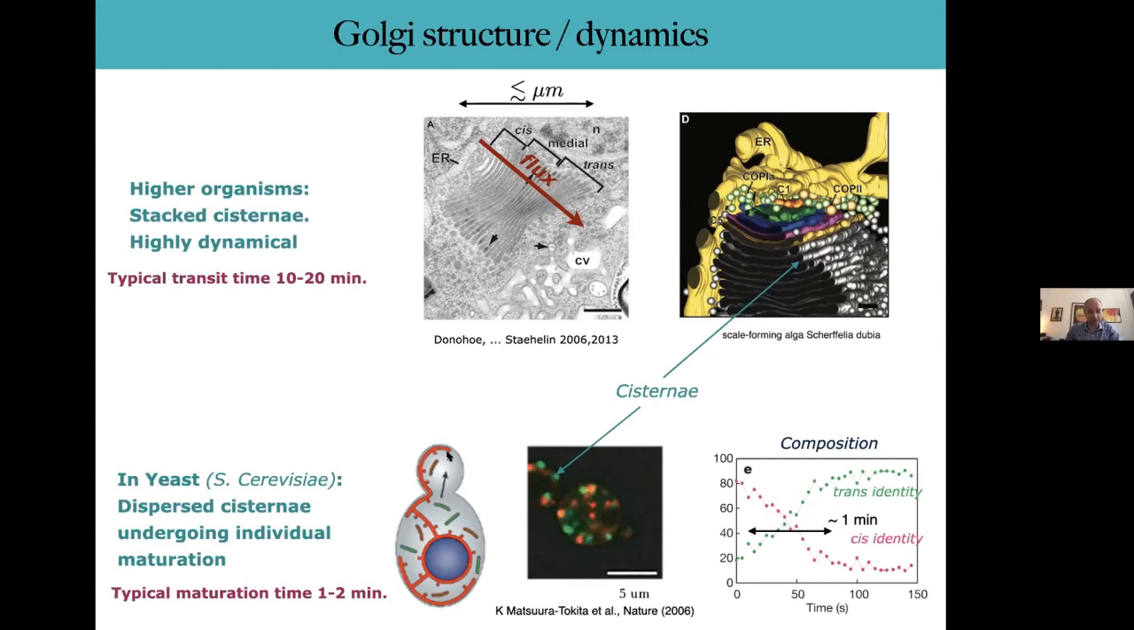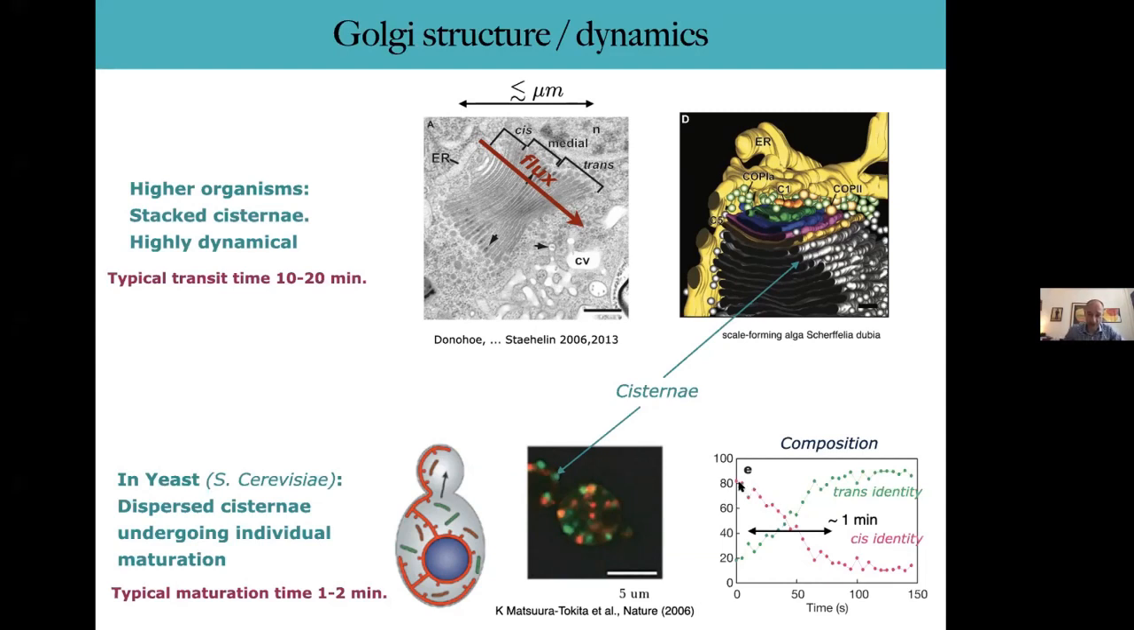But if you look at different systems, for instance, yeast, Saccharomyces cerevisiae here, the Golgi doesn't look at all the same. All these different cisternae are dispersed in the cell, and so the organization is completely different. So the fact that they are dispersed is nice in a way, because it means that you can follow individual cisternae. All these different dots with different colors here are individual cisternae, and you can follow them over time, and you can do fluorescence microscopy to follow their identity. So the red ones are the cis identity in this case, and the green ones are the trans identity.